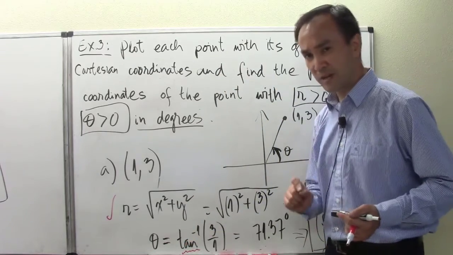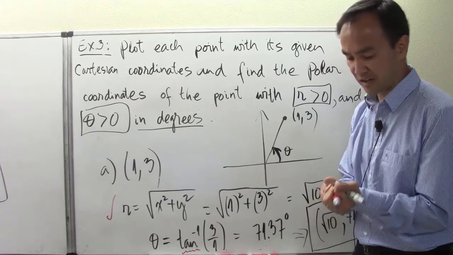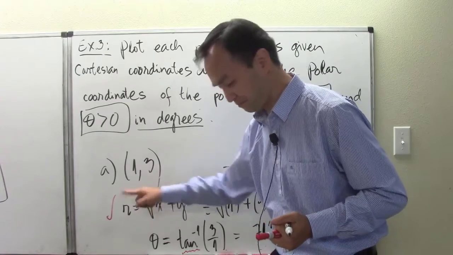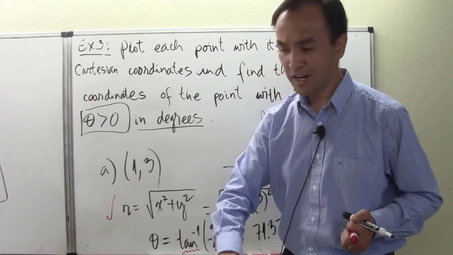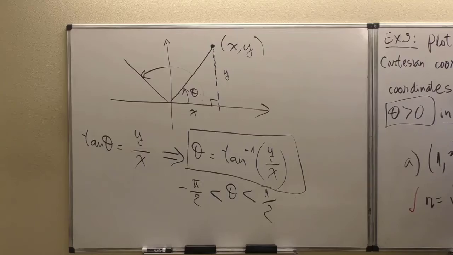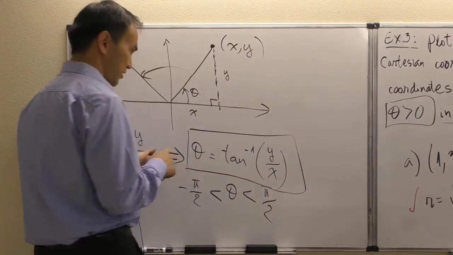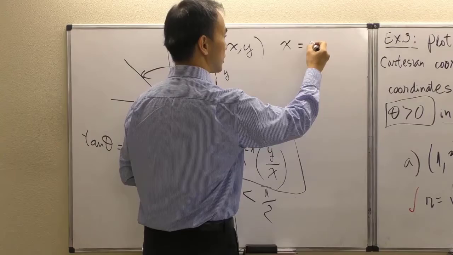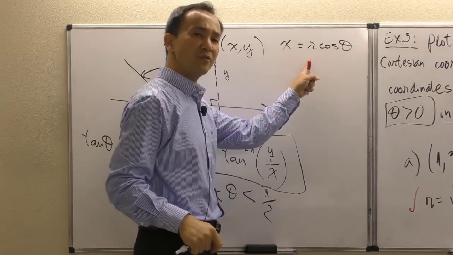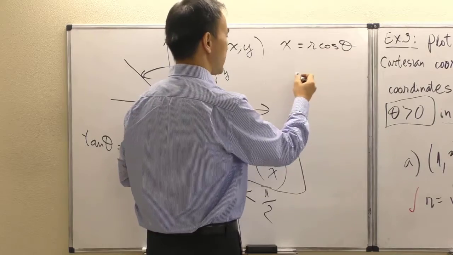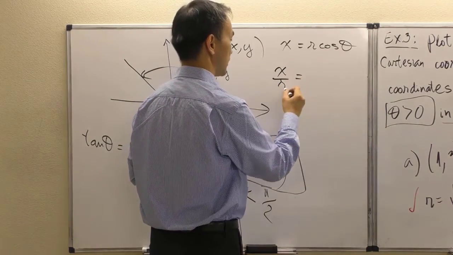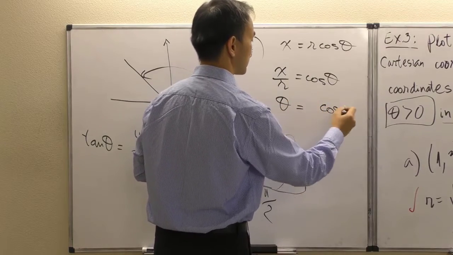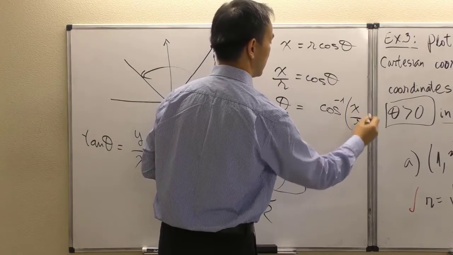Now, some students and viewers will ask me: once we have the radius here, why are we using tangent inverse? Let me switch to the other board. We could have also used x equals r times cosine theta. Since we already know our x coordinate, why don't we go to x over r equals cosine theta and use cosine inverse of x over r for our theta?